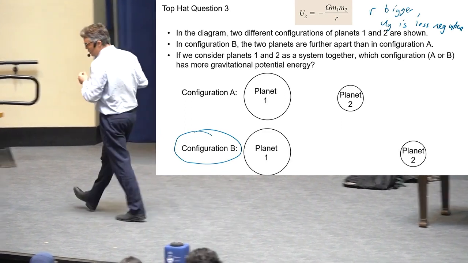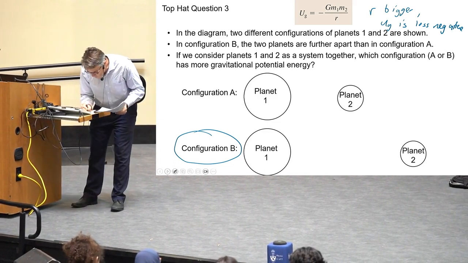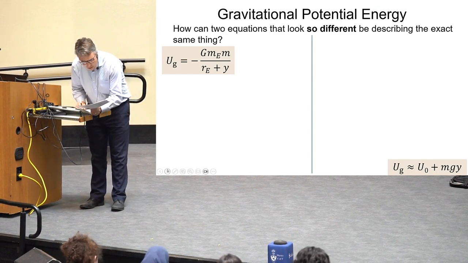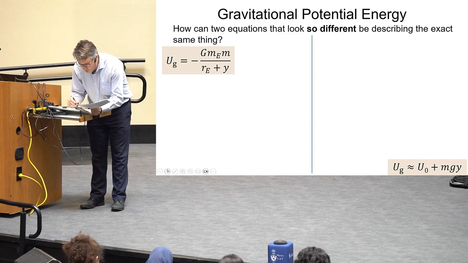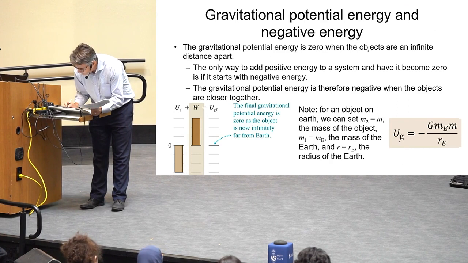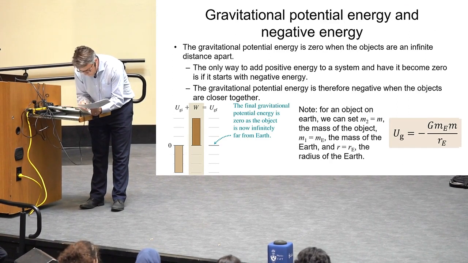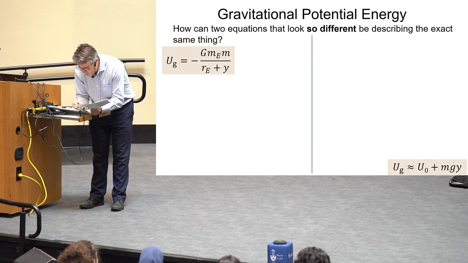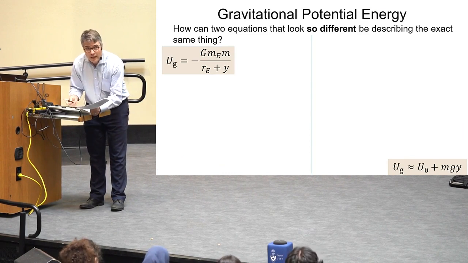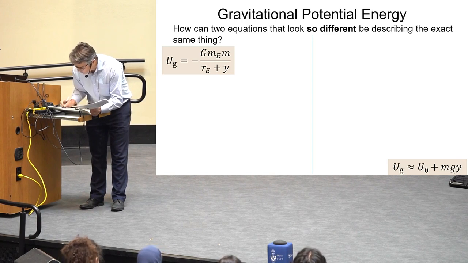Okay, so we need to actually reconcile something. Let me see if I can do it. There's a bit of math here, so let's work through this. Remember I said that this is the gravitational potential energy of something sitting on the Earth's surface. Well, what if you move it? If I move it to some distance y above the Earth's surface, what is that going to look like? I'm trying to get mgy.